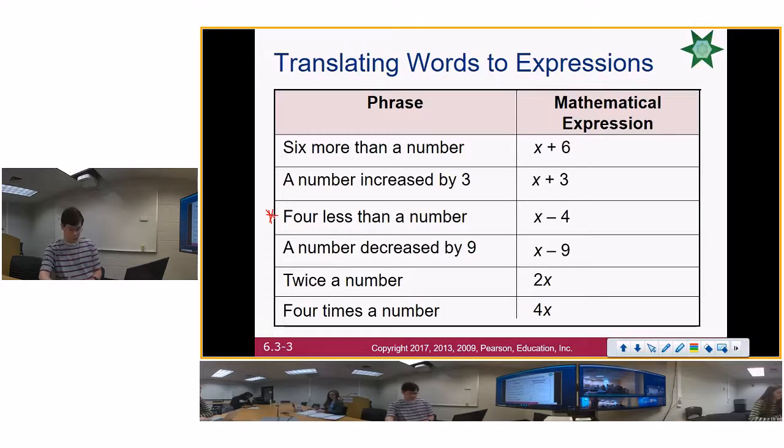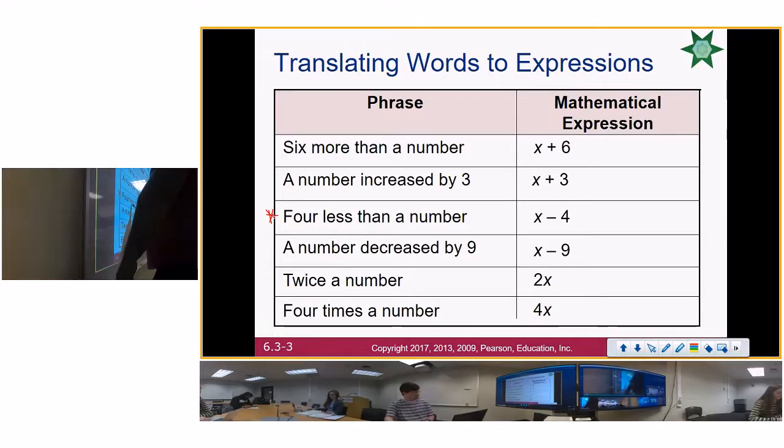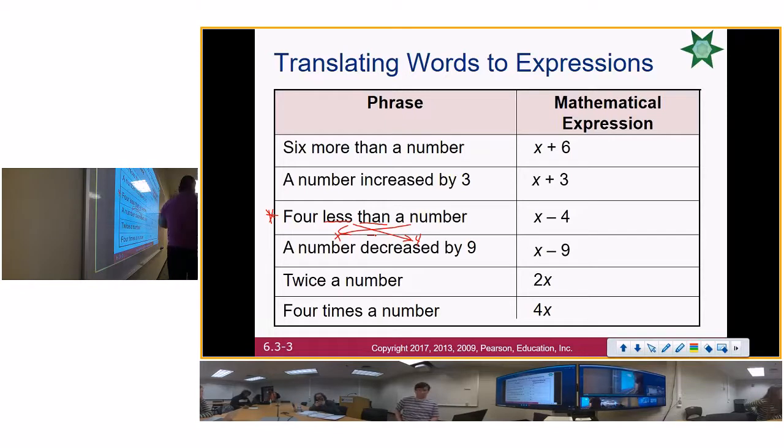And remember, when you see "less than," you always crisscross. A number is x, and 4 goes here, and then "less than" is minus. When you see less than, always crisscross.